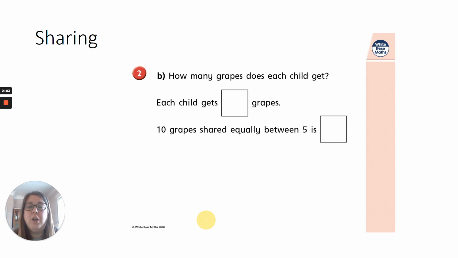Okay, so again, write the sentence with the missing number. Each child gets however many grapes. 10 grapes shared equally between 5 is, off you go. So each child gets 2 grapes and 10 grapes shared equally between 5 is 2. Well done for doing that.